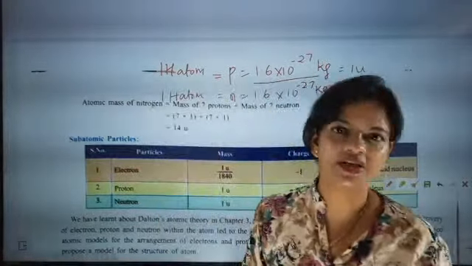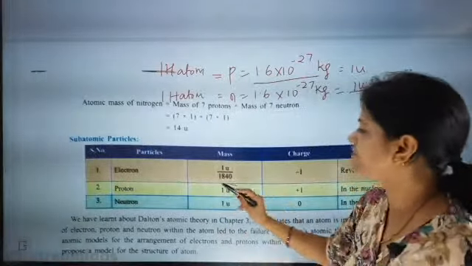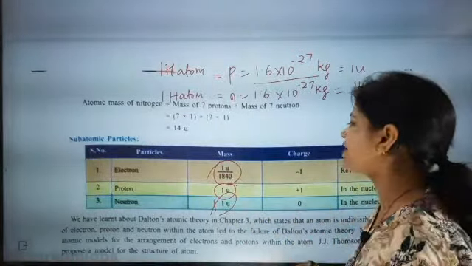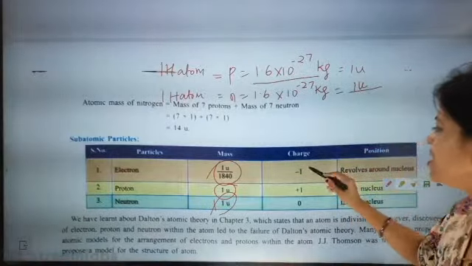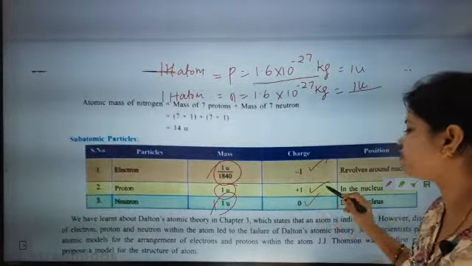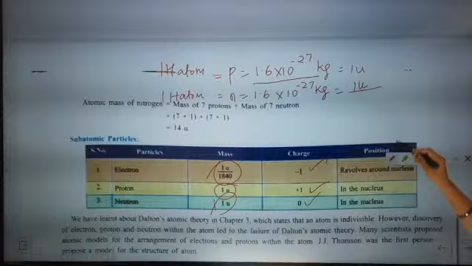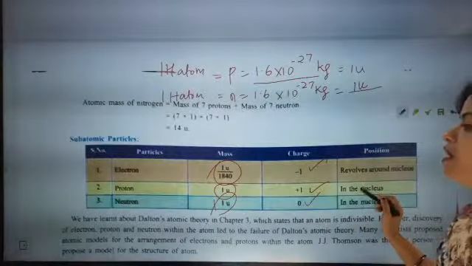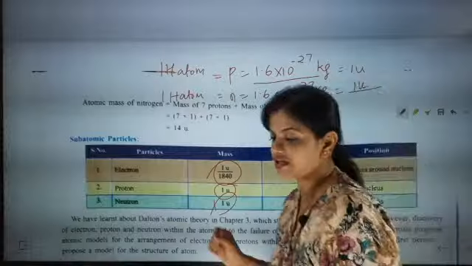So the masses were the same. That's why they have written 1 unit, but compared to this, the electron comes as 1 by 1840. Charge is negative, positive, neutral. Electrons revolve around the nucleus, but proton and neutron are present inside the nucleus.